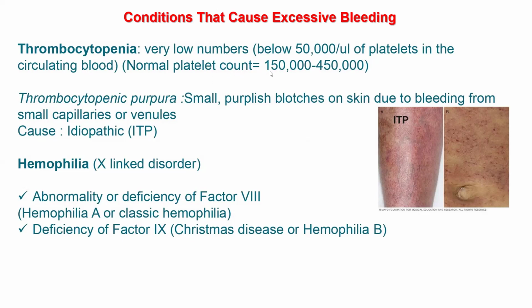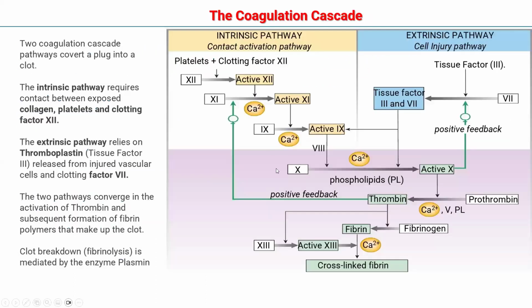Thrombocytopenia is a very low number of platelets in the circulating blood, below about 50,000. Normal blood count is 150,000 to 450,000, so this is a very low count. Thrombocytopenic purpura is a small purplish blotch on the skin due to bleeding from small capillaries or venules. And what is the cause? Idiopathic.